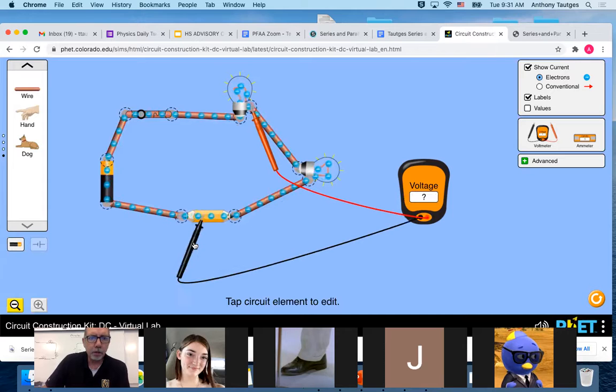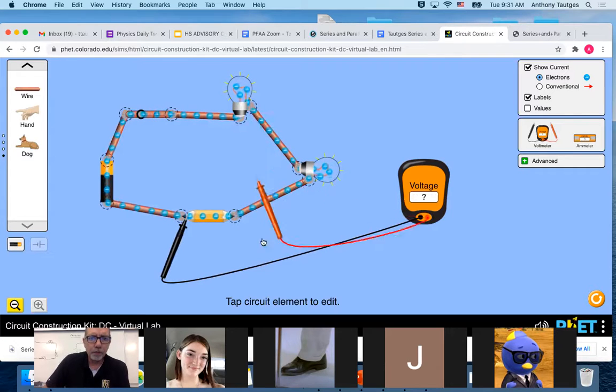And then you can measure the voltage across each thing. Oh, I don't have a contact.